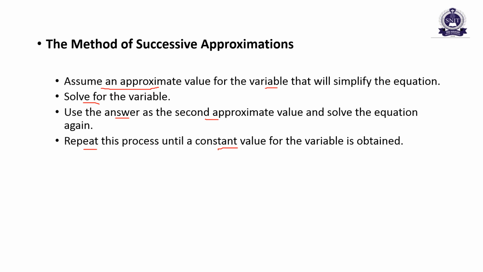So let me explain. First we have to assume an approximate value for the variable. Normally it will be x. After assuming the value, solve for the variable. Then use the answer as a second approximate value and solve the equation again. Repeat the process until a constant value for the variable is obtained. When you obtain a constant value for 2 or 3 iterations, then that constant value is considered as the root of the equation.